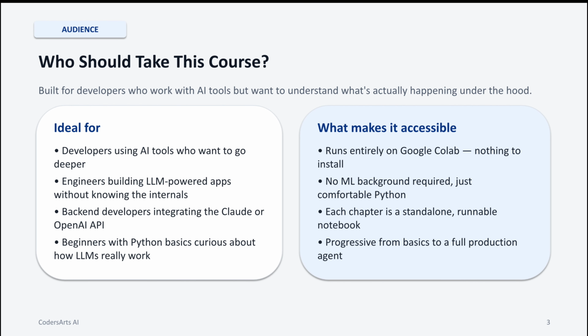So who should take this course? This course is designed for developers who already work with AI tools but want to understand what is actually happening behind the scenes. It is ideal for engineers building LLM-powered applications, backend developers integrating Claude or OpenAI API, and beginners with Python basics who are curious about how LLMs really work. This course runs entirely on Google Colab, so there is nothing to install. Each chapter includes a standalone runnable notebook, and the course progresses step by step from basics to building the complete production agent.